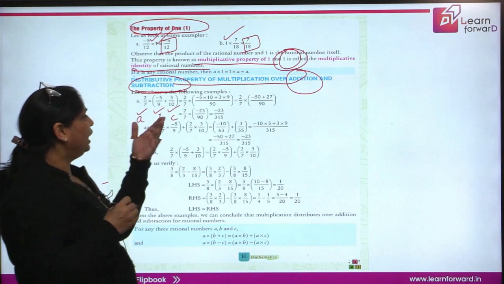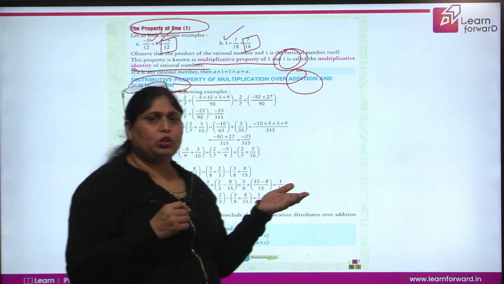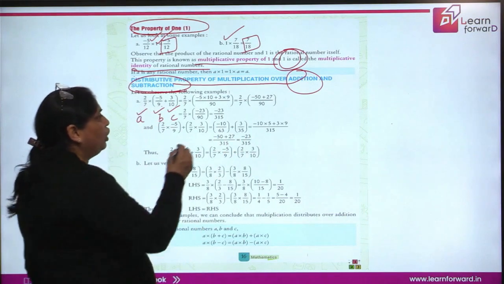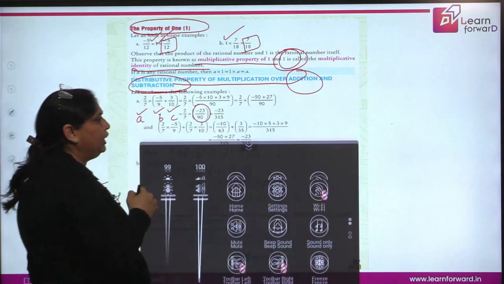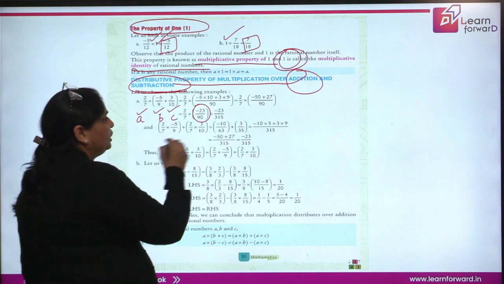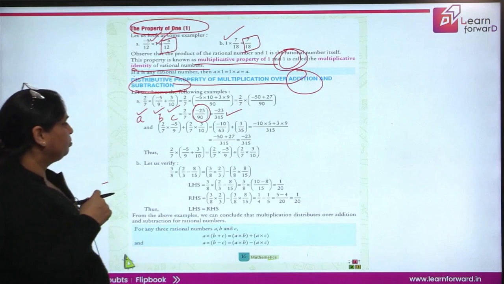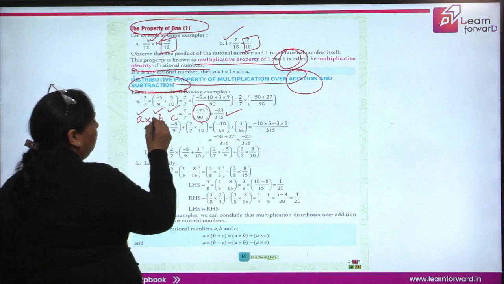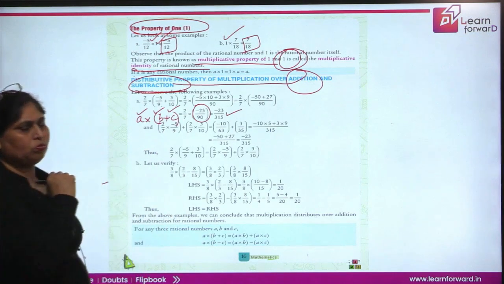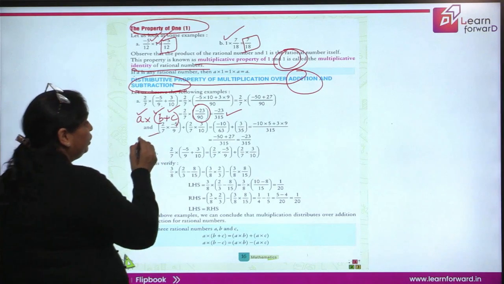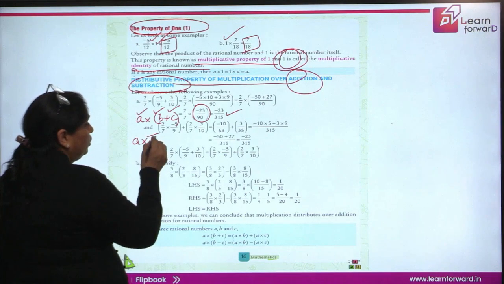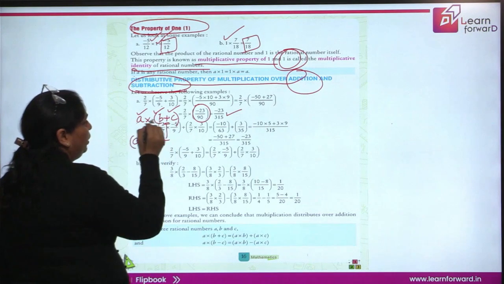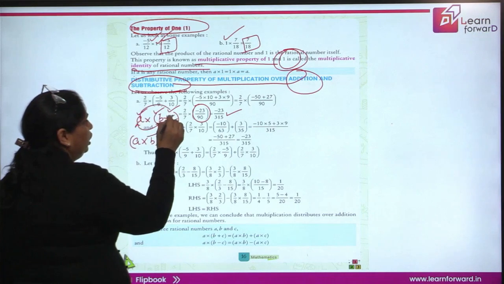First of all, as I have told you, we have to solve the bracket first as per the rule of the formula. We are solving the bracket first, and the answer is minus 20 upon 90, that is multiplied by 2 upon 7. For the second case, we are doing A into B plus C. Here we are doing A into B, and this is a positive sign, which we have to take care of. A into B, A into C.